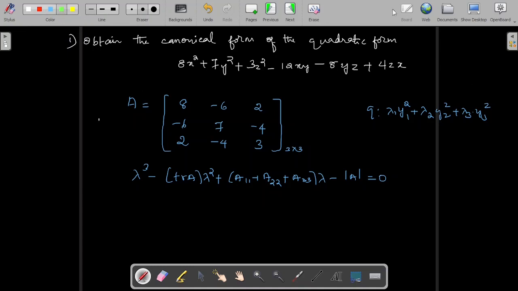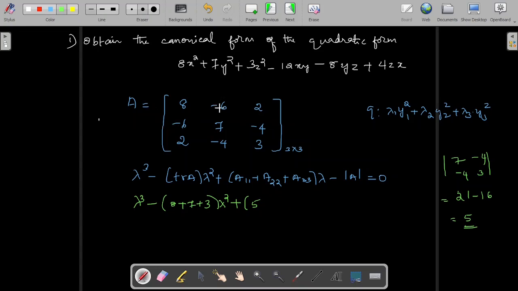Now find the trace of A. Trace means the sum of diagonal elements, that is 8 plus 7 plus 3, into lambda square. A11 means the cofactor of the element in the first row and first column. So delete the first row, first column. You will get the determinant 7, minus 4, minus 4 and 3. Find the value of this determinant: 7 into 3 is 21 minus 16, so it is equal to 5. This value is 5 and its sign is positive because the signs go plus minus plus, minus plus minus, plus minus plus. So all three diagonal elements will have a positive sign when you are finding the cofactors.